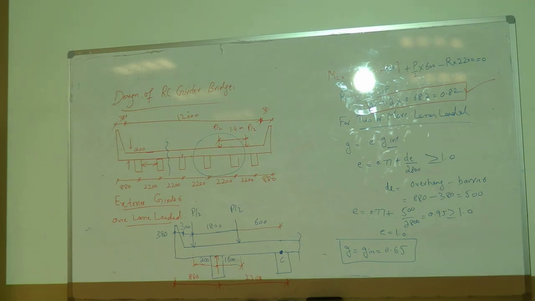So this concludes this lecture, and from now onward we will go to the longitudinal distribution. Once we have VU and MU, we can design. So in the next class, we will do the longitudinal distribution, and then we will have VU and MU. Okay? Thank you.